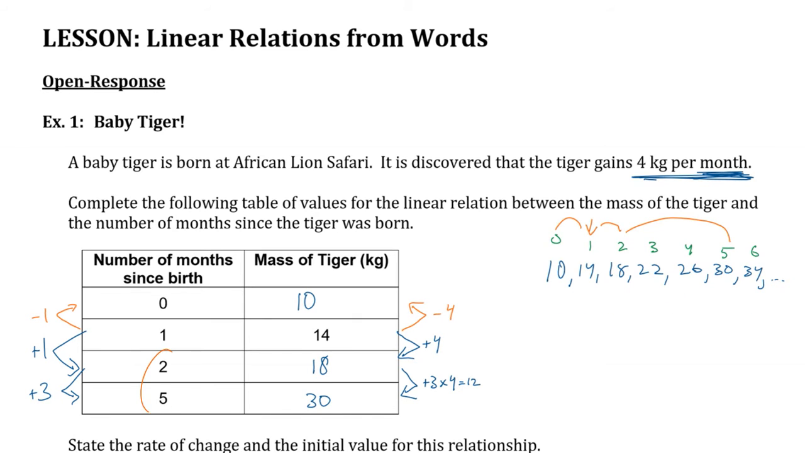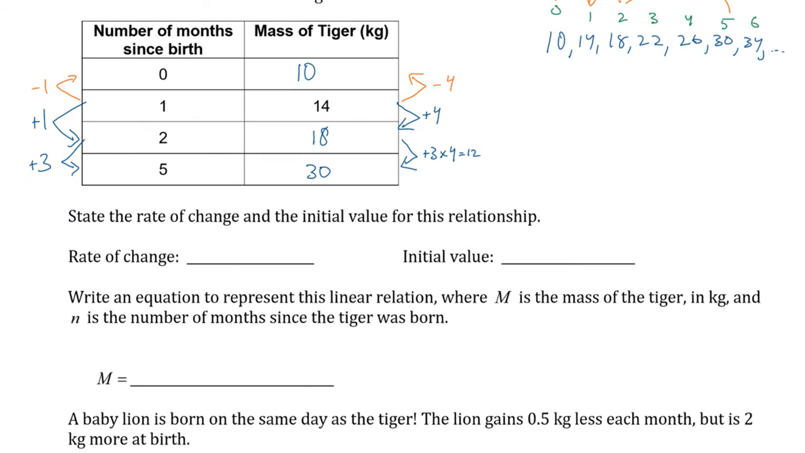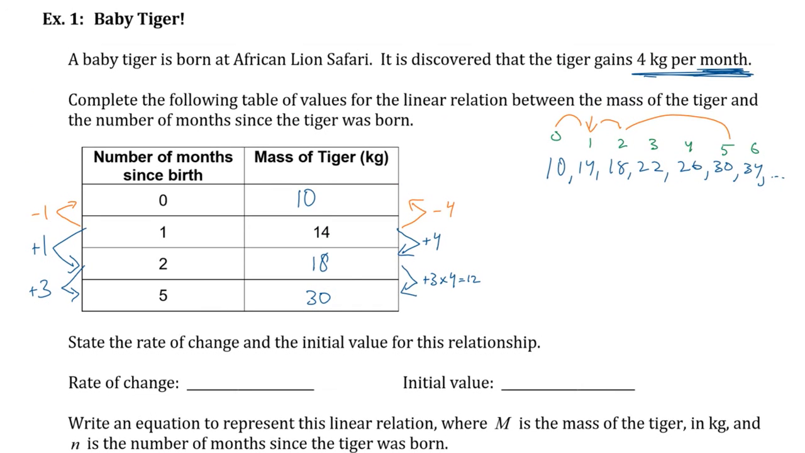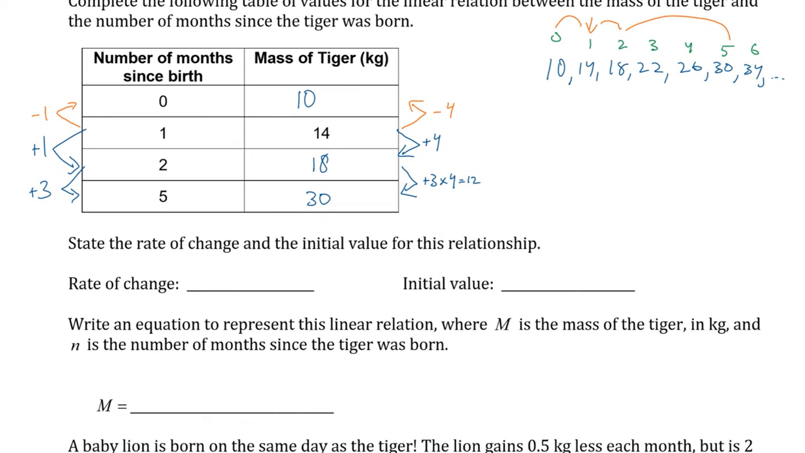But I just had to be careful about skipping a few months there. State the rate of change of the initial value for this relationship. So the rate of change, it gives it to us, 4 kilograms per month. So 4, and I'm going to use the units as well, kilograms per month.